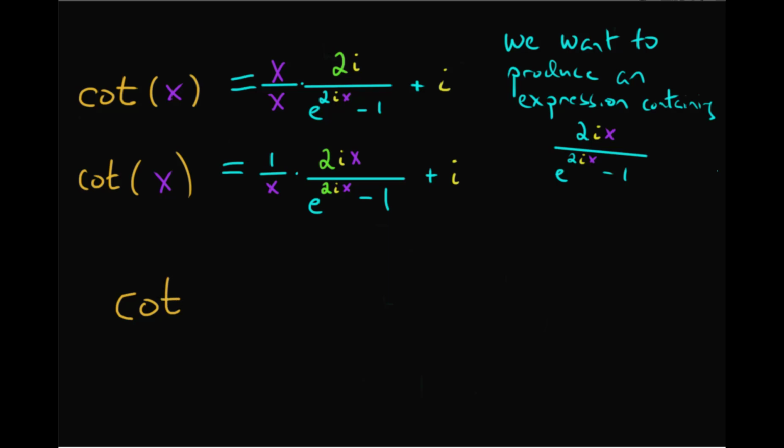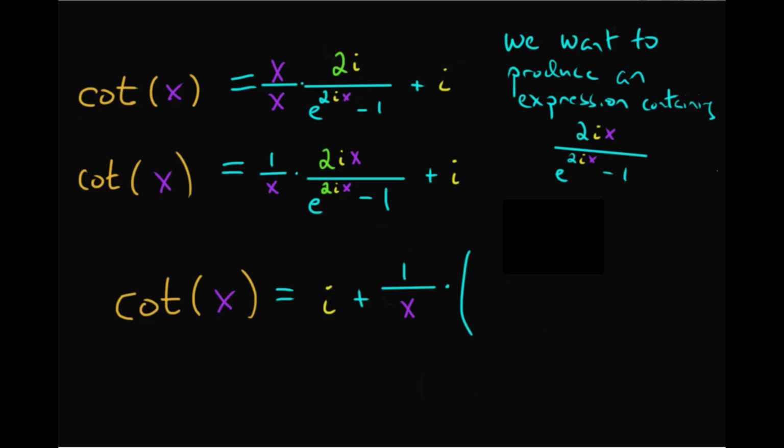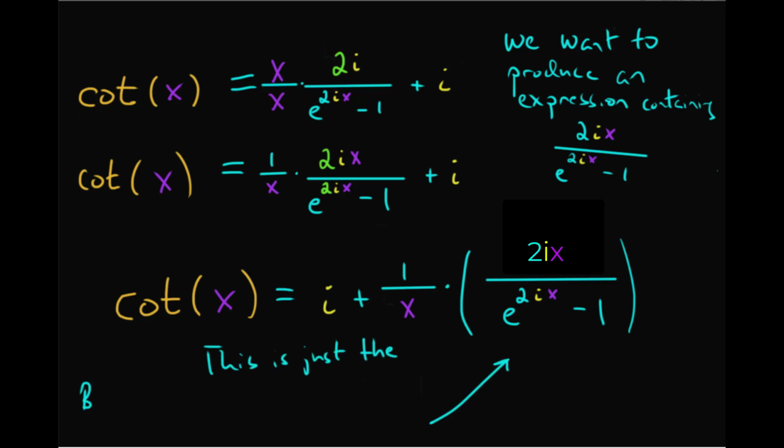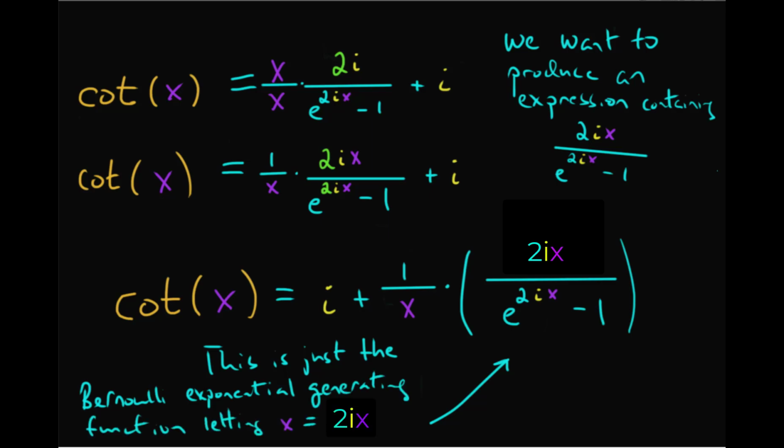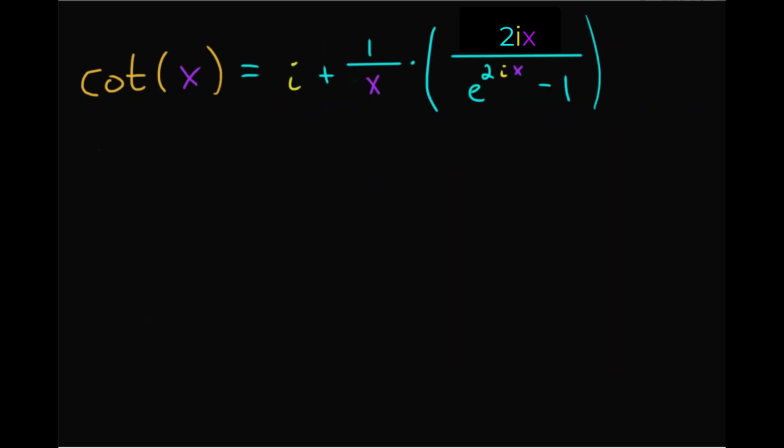Just for cosmetic reasons, let me rearrange the order of these terms. So we'll have cotangent of x equals i plus 1 over x times 2ix over e to the 2ix minus 1. So we've revealed that hidden within our original version of the function cotangent of x is an expression that's equivalent to the exponential generating function for the Bernoulli numbers, where 2ix is taking the place of x.